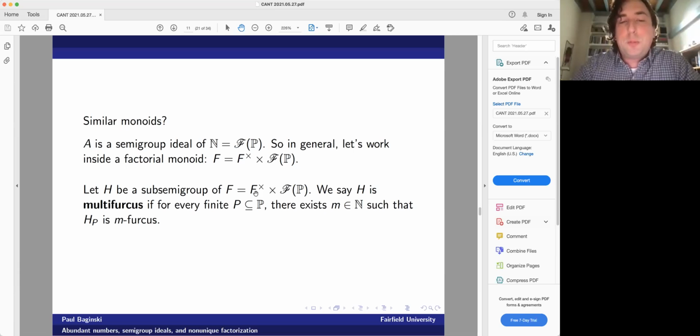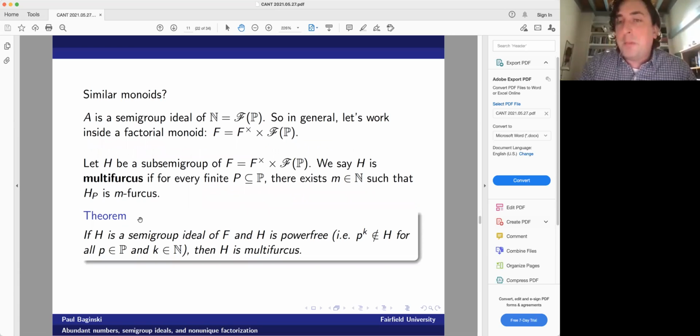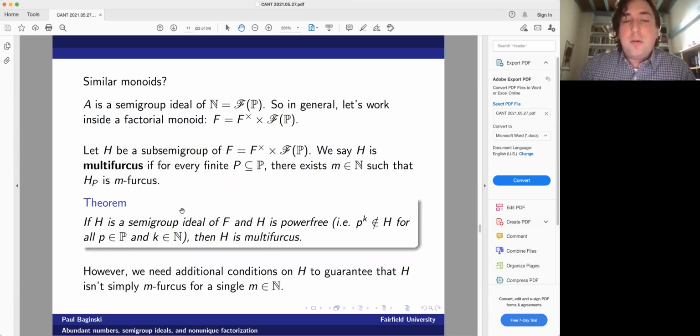I'm going to look at a sub-semigroup of this F, and I'm going to say it's multifurcus if every restriction H sub P is M-furcus for some M. Basically using the same methods as for abundant numbers, I prove that if H, and you need two ingredients, is a semigroup ideal and it's power free, meaning that it has no prime powers in it, then H ends up being multifurcus. That means each one of these H sub P's collapses down to level M, and this varies potentially as the set of primes varies. Now, multifurcus allows a uniform M here, so M-furcus monoids are multifurcus. So I need additional conditions to get this tiered structure, where the M needs to vary with the set of primes.